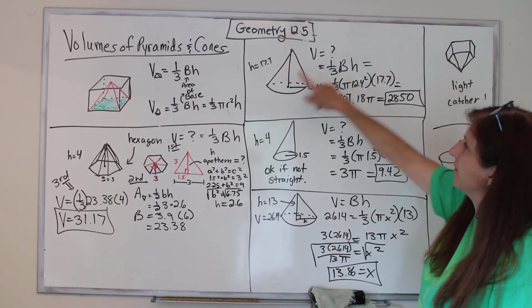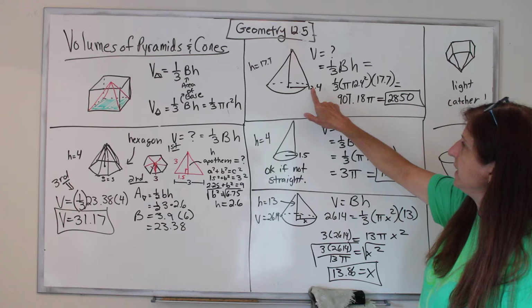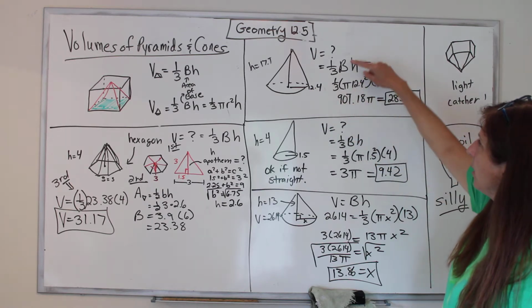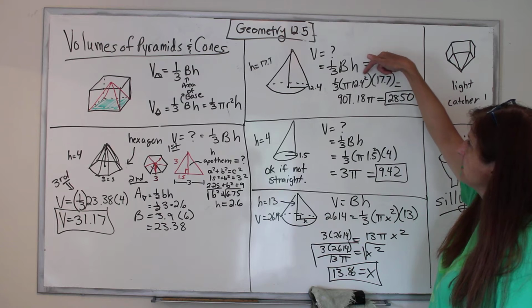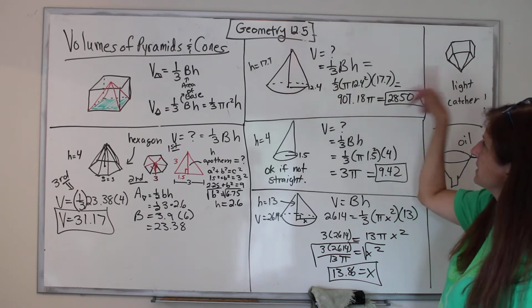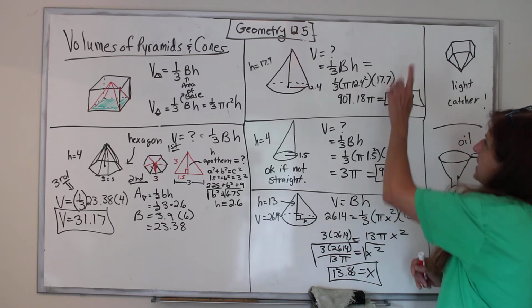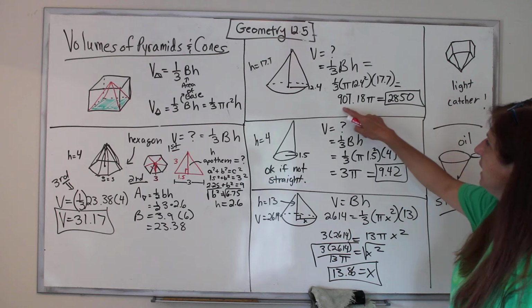1/3 base times height. This is the height, 17.7. This is the radius, 12.4. The base is equal to pi r squared. Pi radius squared, 12.4 squared. There's my 1/3, and the height 17.7. Put it all in your calculator exactly like that, and you get approximately 1250.